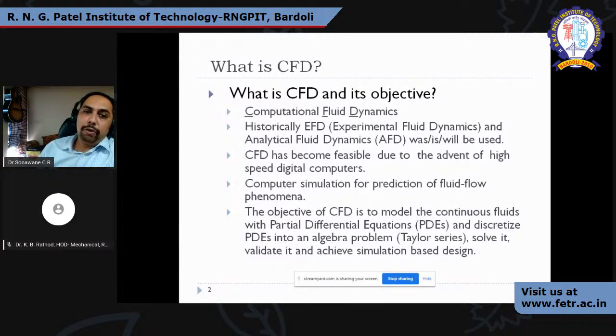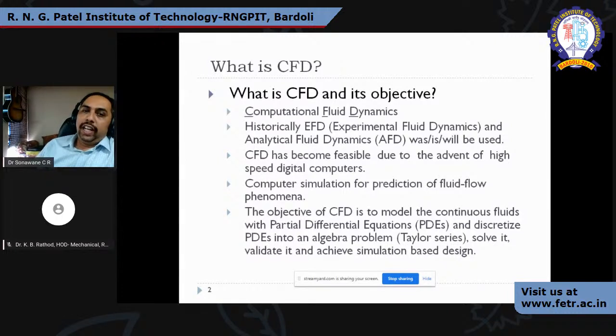Then we have the computational. It's obvious that we use the computer to study fluids under motion along with all the forces, and that is usually known as computational fluid dynamics.